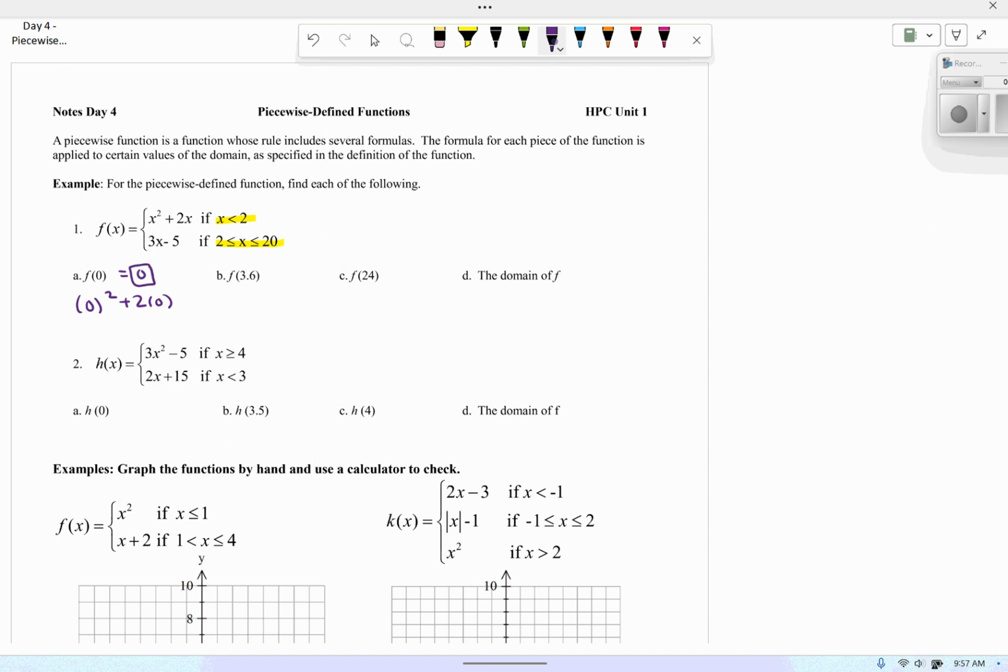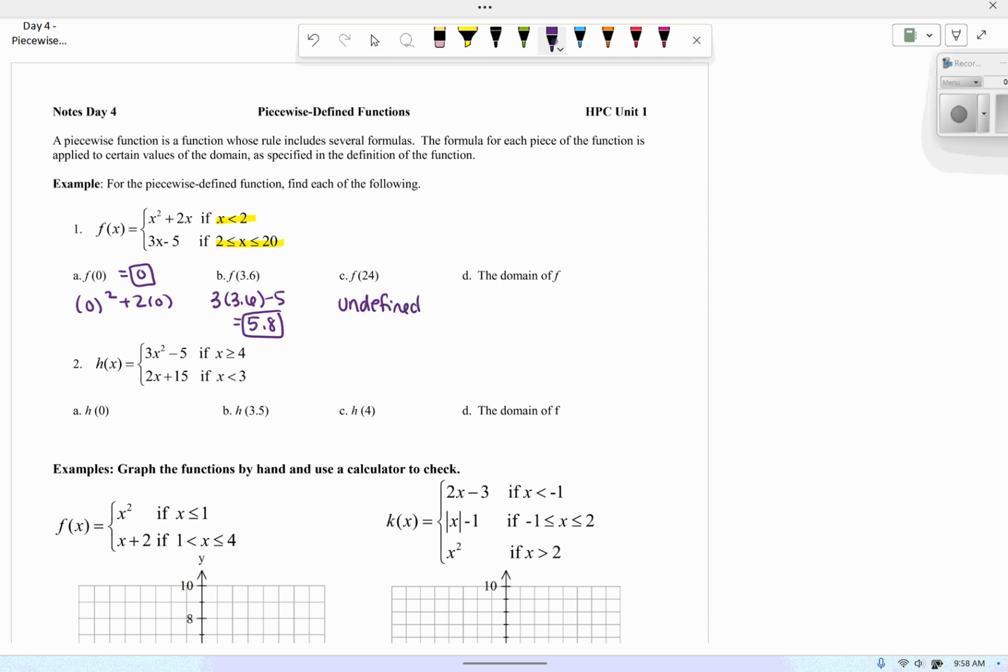Looking at the next one, 3.6. So 3.6 is not less than 2, but it is in between 2 and 20. So that means we're going to use that bottom equation. So 3 times 3.6 minus 5 would give us our answer of 5.8. The next one's f of 24. So 24 is not less than 2, and 24 is not in between 0 and 20, or excuse me, 2 and 20. So therefore, this is not in the domain, so this is undefined.